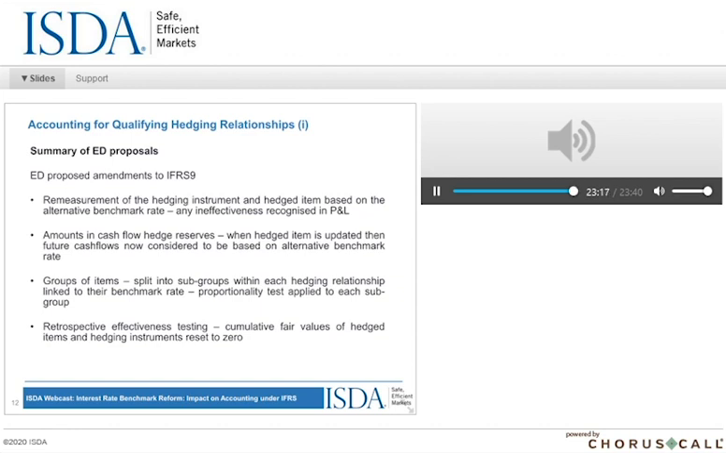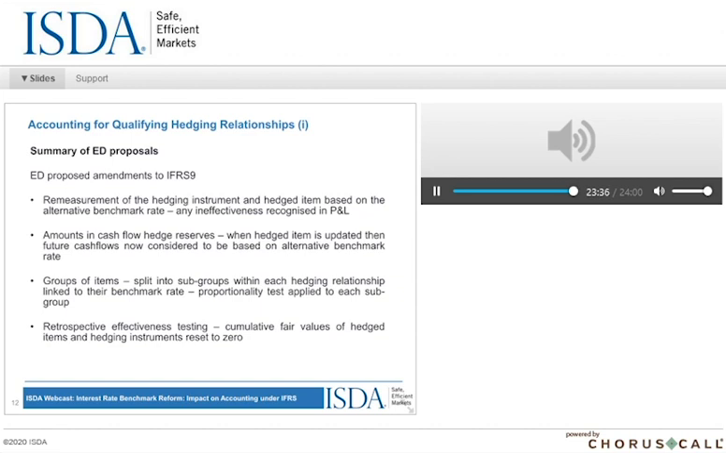Here the ED is proposing to allow a group of loans designated in a hedging relationship to be split into subgroups where each subgroup reflects a particular benchmark rate. So as an example, in one hedging relationship, you could have a SONIA index subgroup and a LIBOR index subgroup.